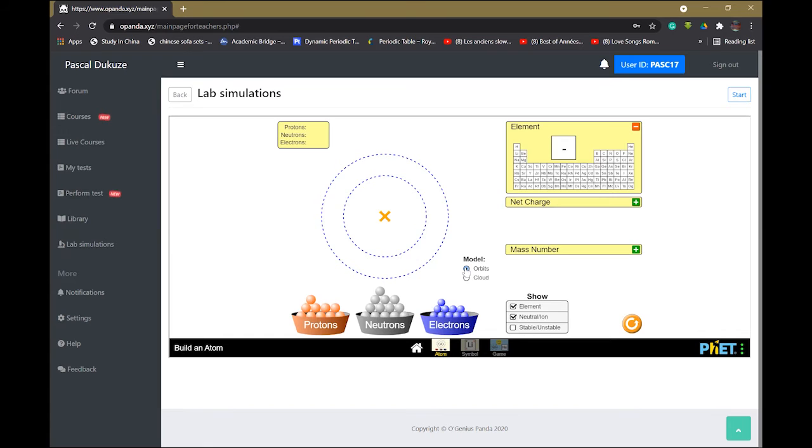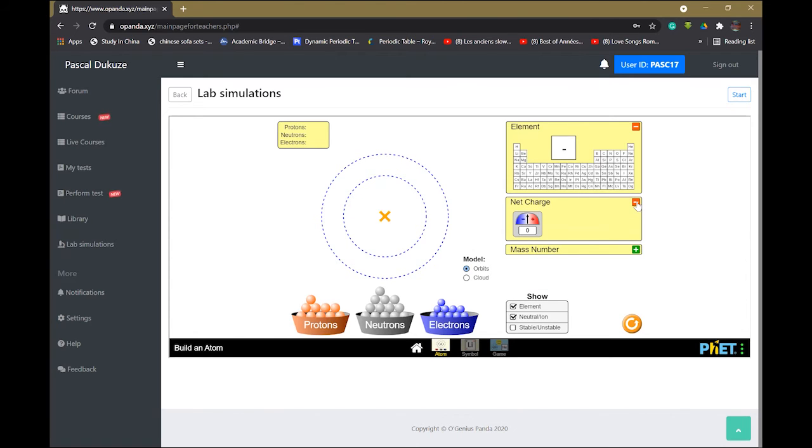You can show the orbits, or you can show the cloud. When you show the cloud, what happens? We will see that. And here we have the periodic table. The periodic table will display the element to which the atom you have built belongs. Here you can show the charge of the atom you have built. If it is a cation, the charge will be positive. If it is an anion, the charge will be negative. And if it is a neutral atom, the charge will be 0. You can also show the mass number. Okay, we will see that.